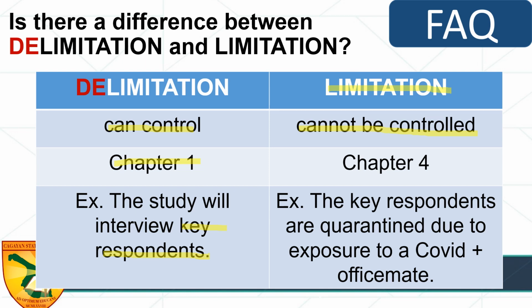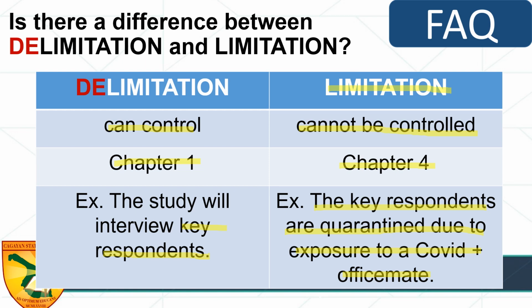These are those that you cannot do, and are the potential weaknesses of the study, such as influences or confounders that may affect the study, shortcomings or conditions that the researcher cannot control. We will see this and can highlight it in Chapter 4. An example is that the key respondents are quarantined due to exposure to a COVID positive office mate. So you cannot interview the key respondents because they are quarantined.